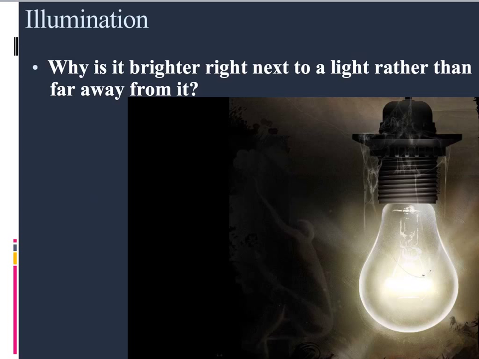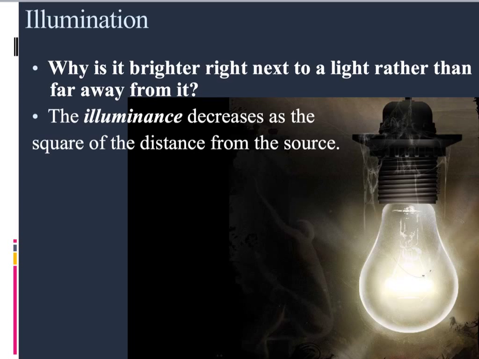So when we talk about light, we need to notice that it's brighter right next to light rather than farther away from it. So why is this? Well, this has to do with something called illumination, or illuminance. So illumination and illuminance are kind of the same thing. And we say that the illuminance decreases as the square of the distance from the source. So if you take this source and you go out a distance of 1, it's going to decrease by 1. If you go out a distance of 2, the illuminance is going to decrease by 1/4 because it's 1 over the square of the distance.